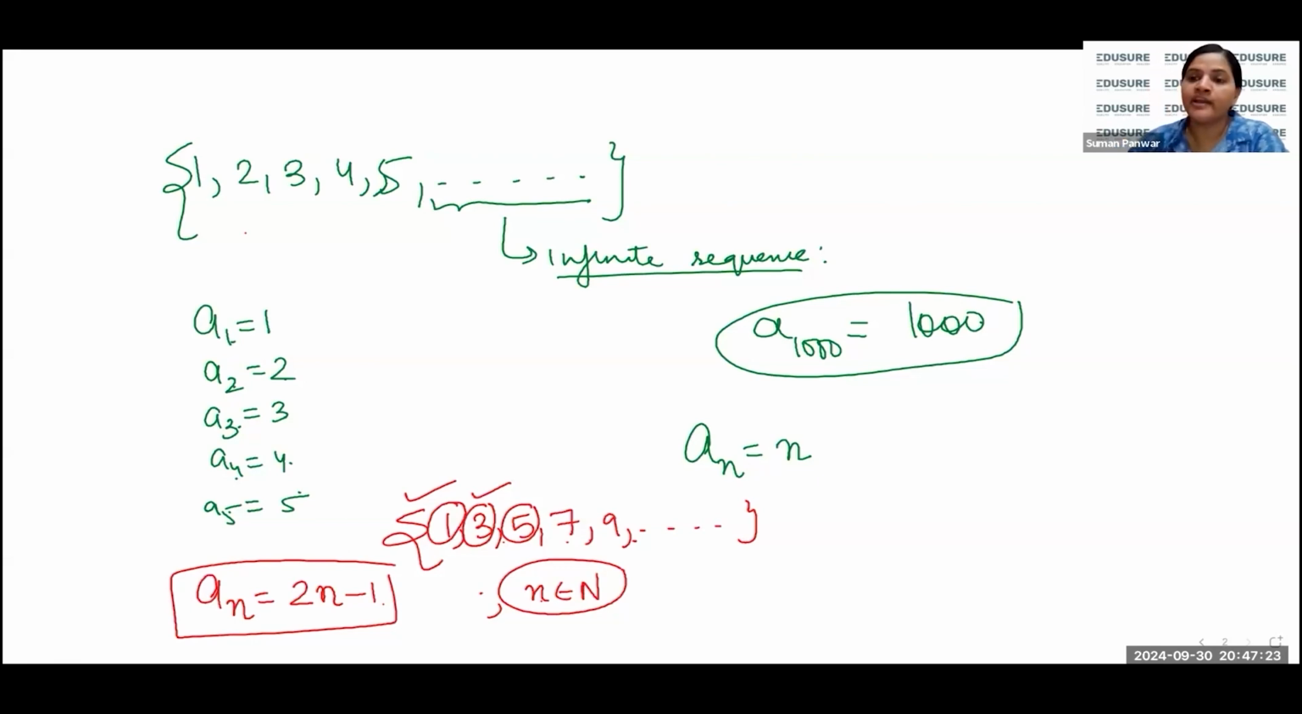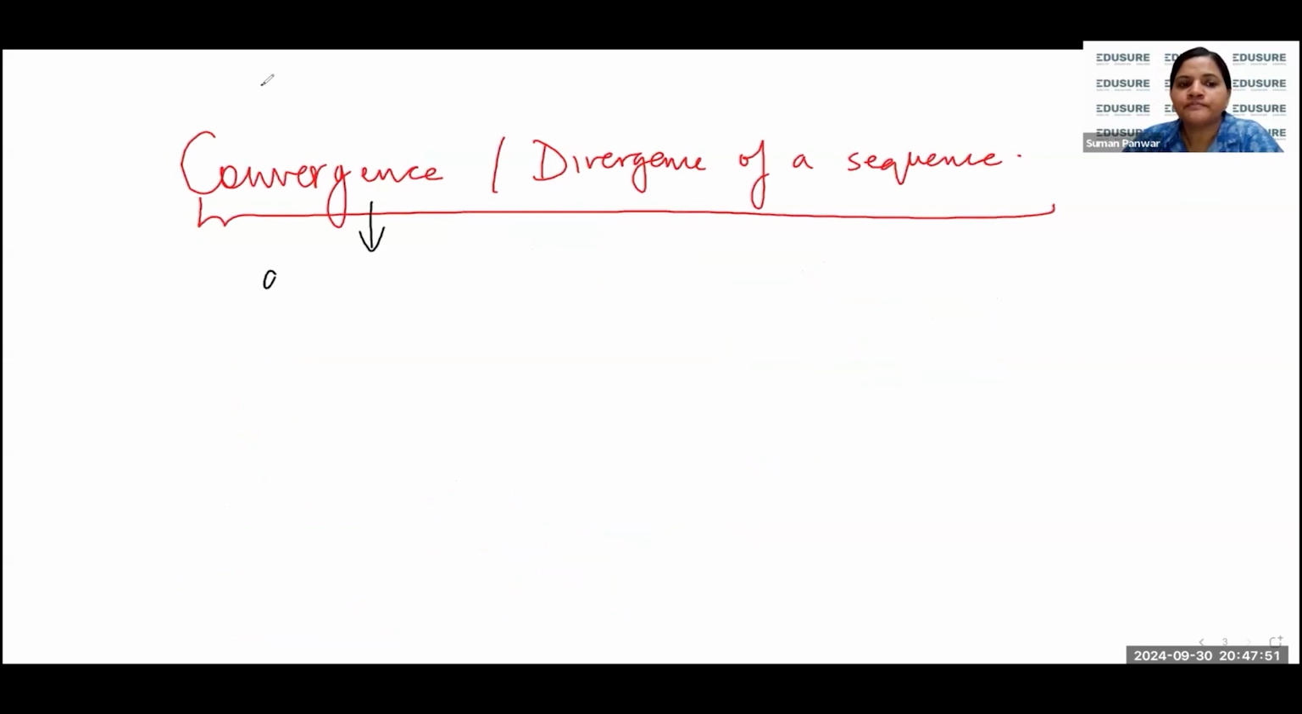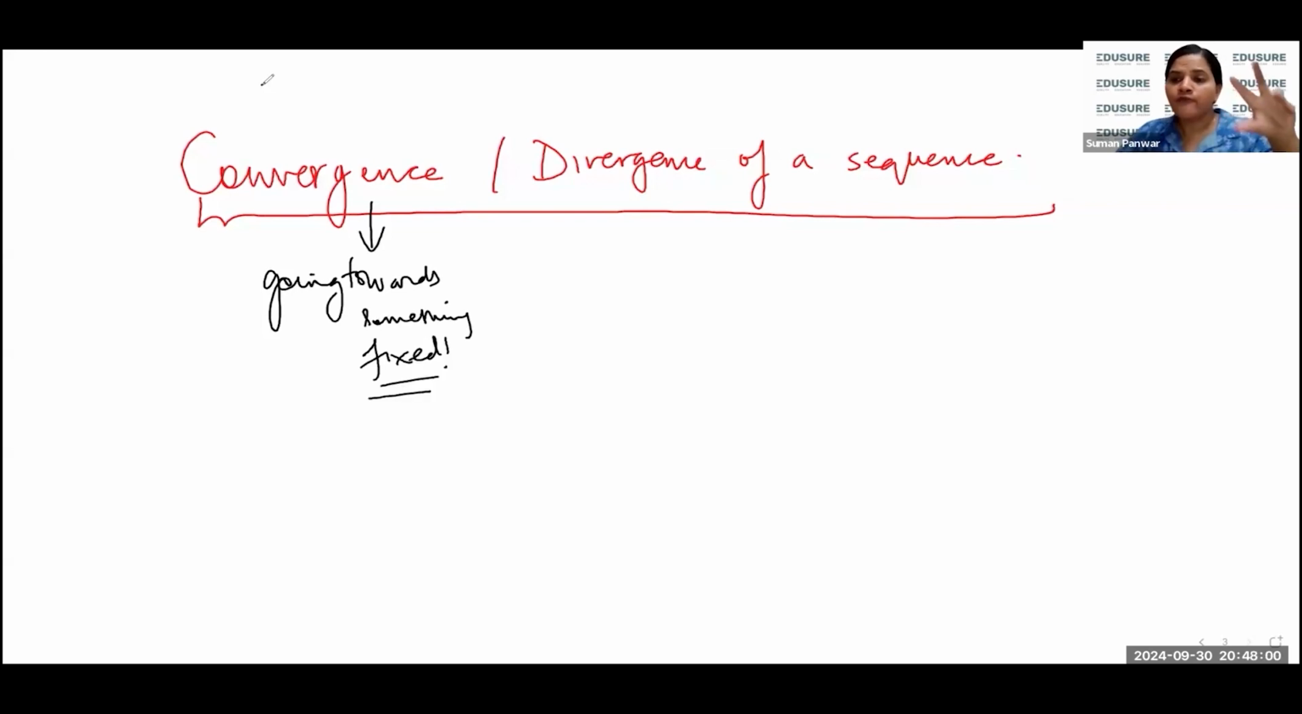Now we will understand the concept of convergence or divergence of a sequence. So what do you mean by it? First of all, let us try to understand what is convergent and what is divergent. Convergence means going towards something fixed.